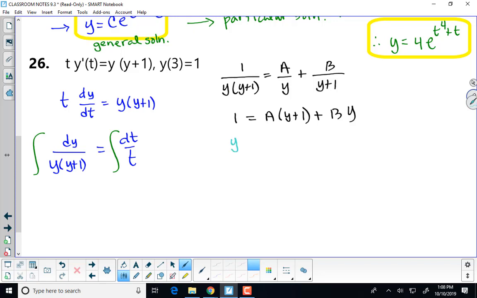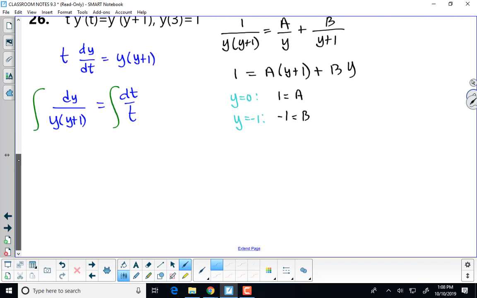And what would be our first convenient value? Zero or negative one. So zero and negative one, those are our two values. When you plug in zero across the board here, when y is zero, this term goes away. This ends up being one equals a. So done. Plug in negative 1, this term goes away, and we get negative b equals 1, so b is equal to negative 1. So those are our two values for a and b. And now we're good to go over here.